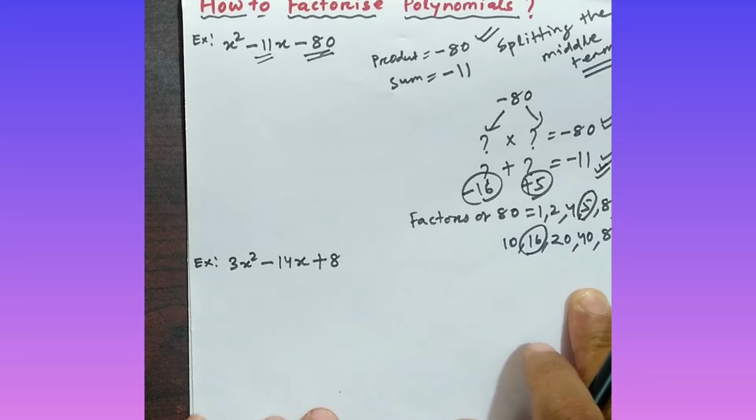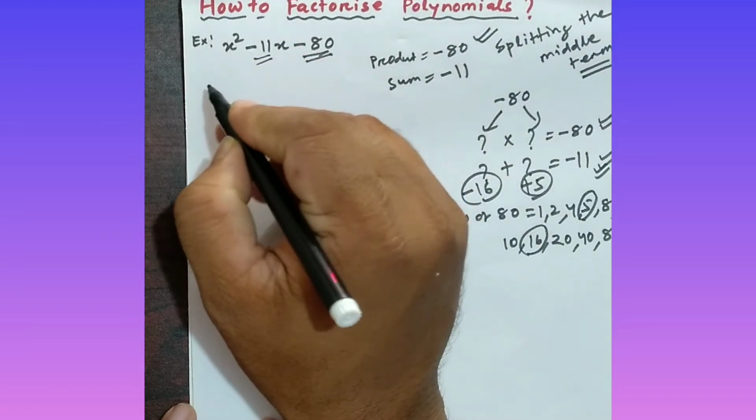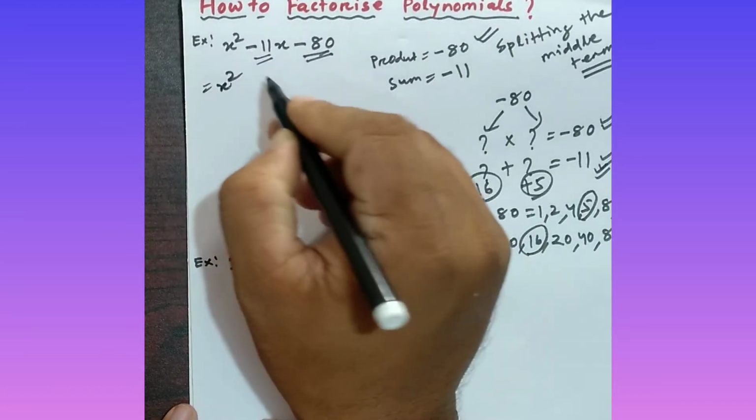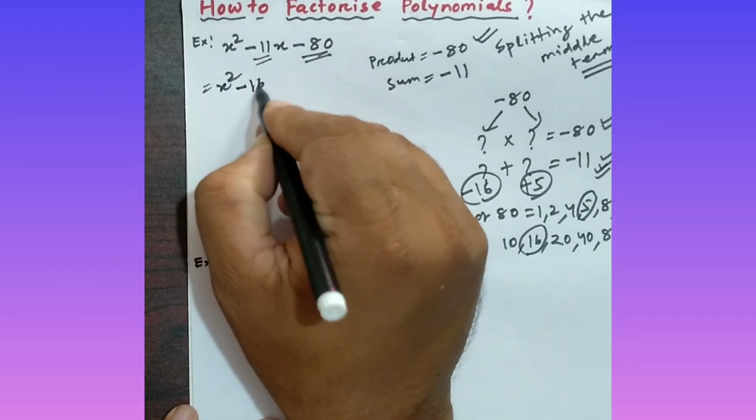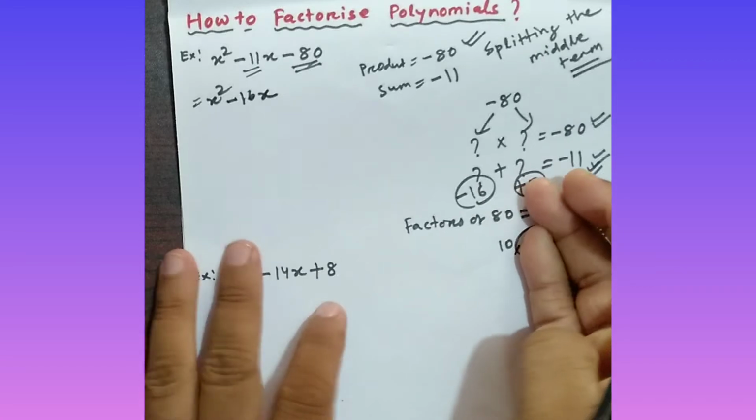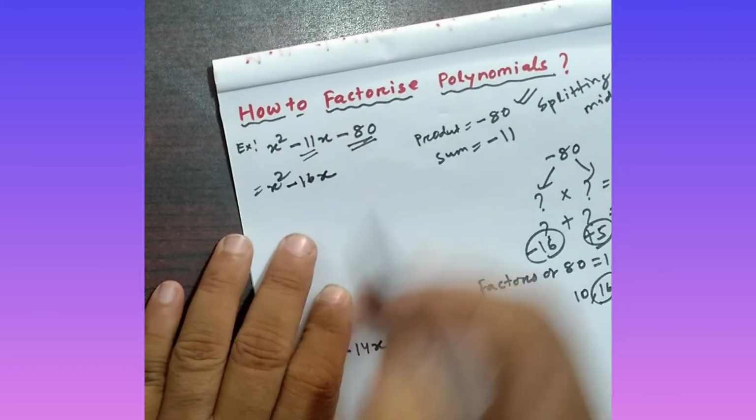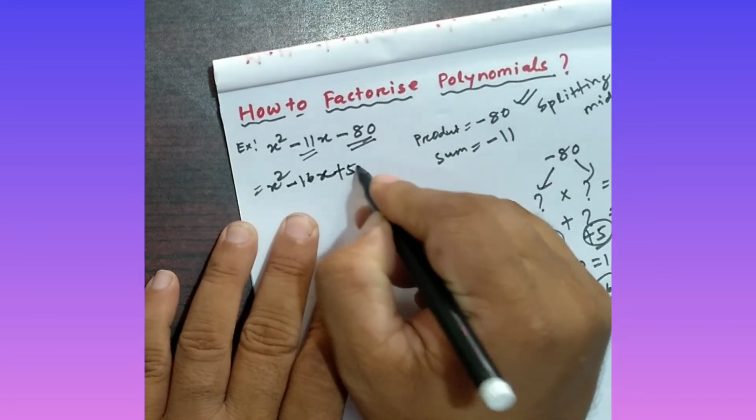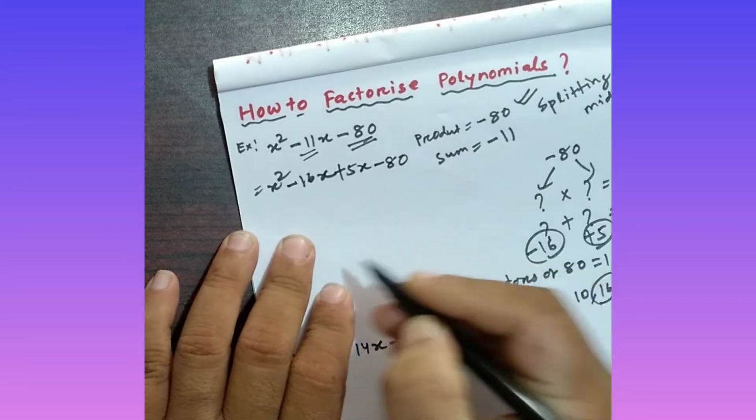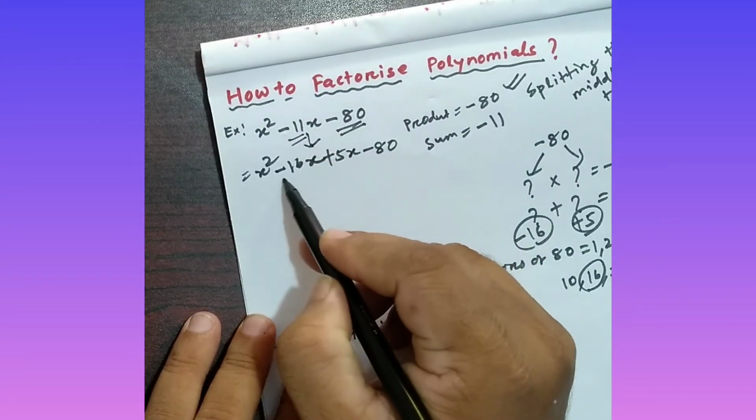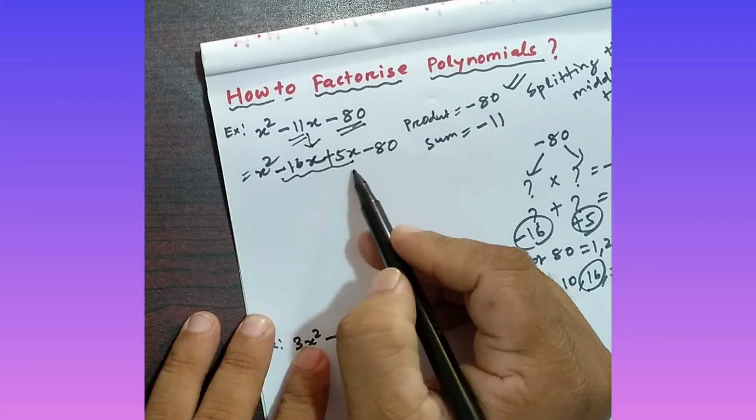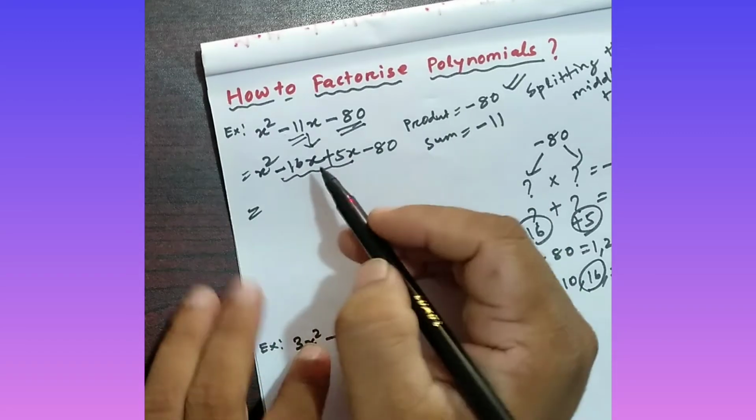Then how can I write? Look here. I write x square, and instead of minus 11x, I write minus 16x plus 5x minus 80. So minus 11x can be split like this, minus 16x plus 5x. Yes, absolutely right.